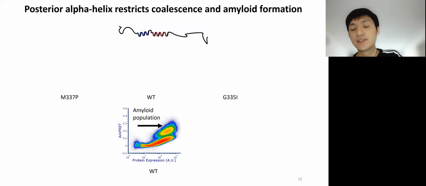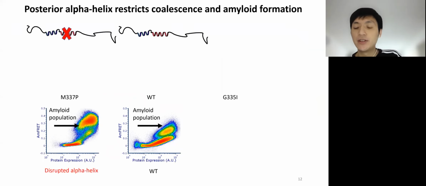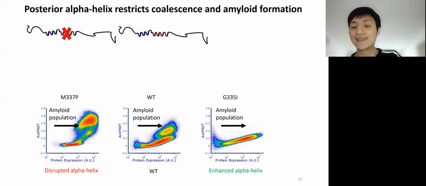To determine the sequence feature, we have made numerous rational mutations and checked how they affect its aggregation. We found that the alpha helix is a key regulatory element for the aggregation. When we introduce the mutation that disrupts the helix, the amyloid formation is massively increased. In contrast, when we enhance the helix, the amyloid formation is greatly reduced, suggesting that the helix inhibits the formation of the amyloid.